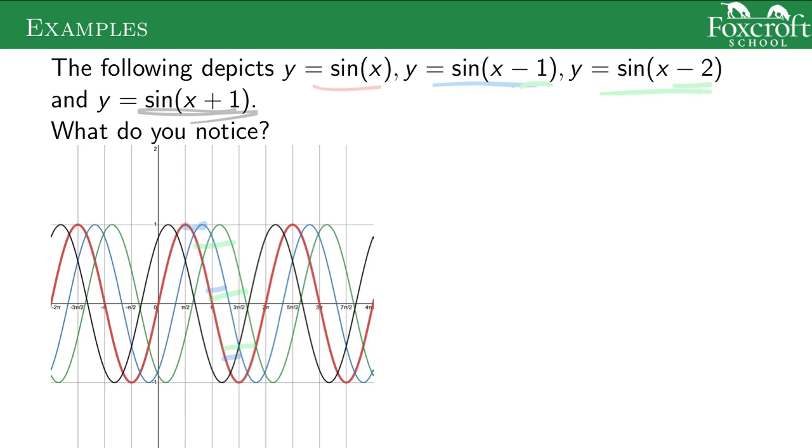And what about x plus 1? Well, now if I start at my red graph, I have to slide over to the left to get to my black graph. So adding and subtracting inside the parentheses is going to slide your graph left or slide your graph right. Based on a minus sign goes right, a plus sign goes left.